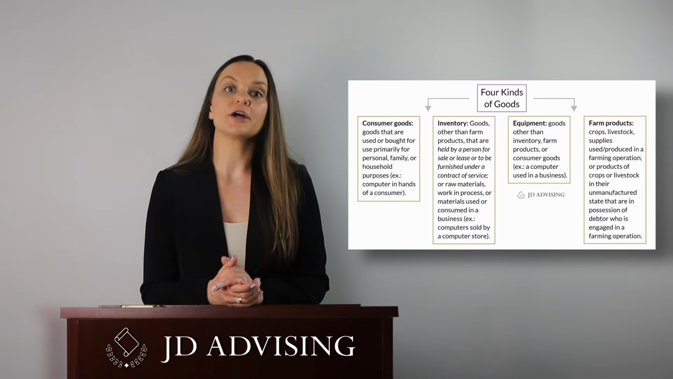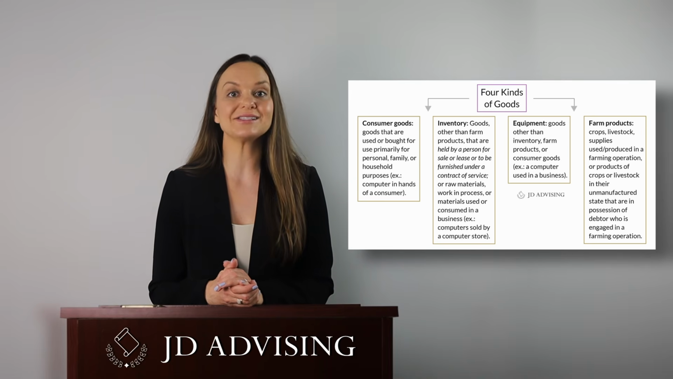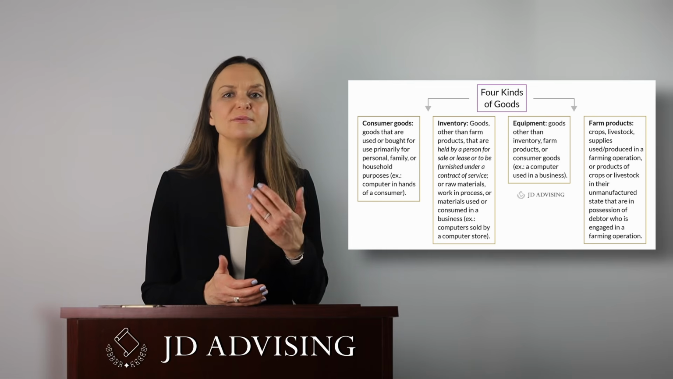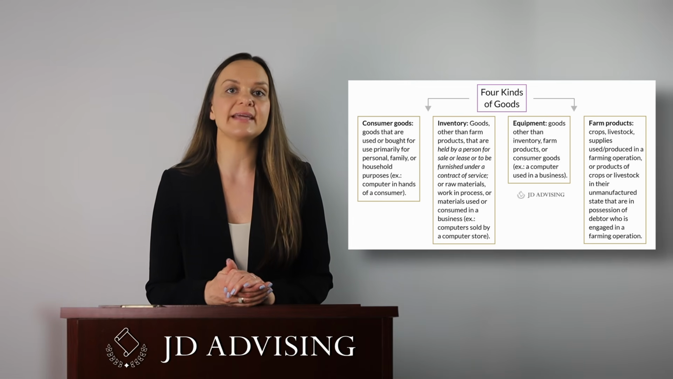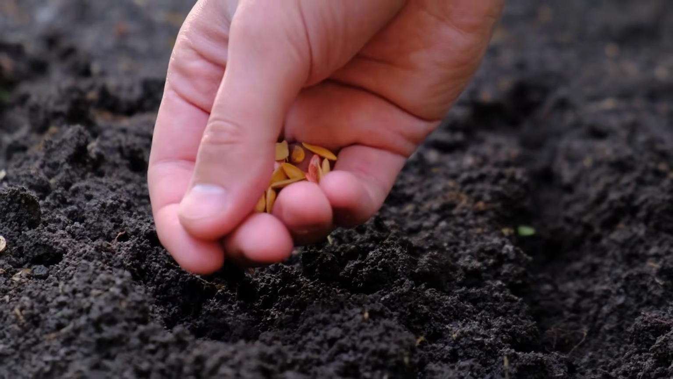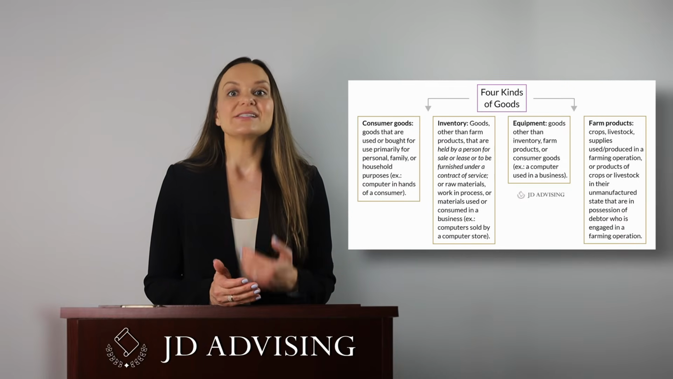Farm products are goods such as crops, livestock, and supplies used or produced in a farming operation. This type of good has never been tested on the MEE. But to be thorough, an example of this would be seeds in the hands of a farmer waiting to be planted. And the last category is equipment.